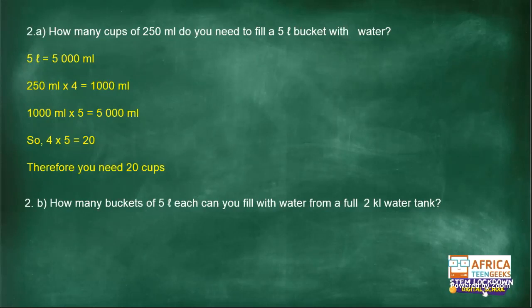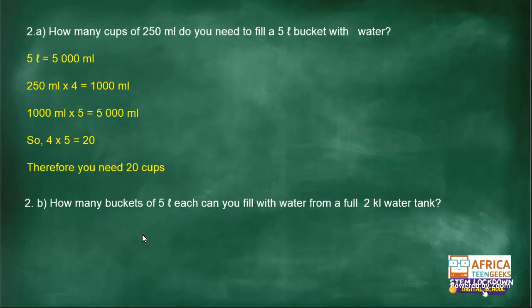So now we must fill 5 buckets. So we will multiply our answer by 5, right? So we'll say 1,000 multiplied by 5 equals 5,000 milliliters. So we'll say 4 multiplied by 5 equals 20, right? So that is how we got to 20 cups.